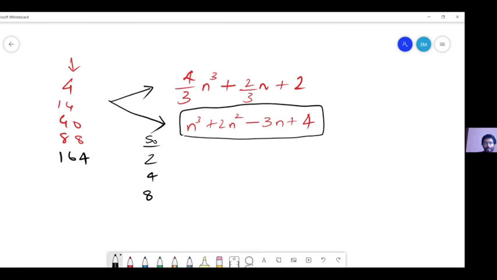Now, don't you think we can come up with another formula that will exactly give 2, 4, 8 when n equals 1, n equals 2, n equals 3? Don't you think it is possible? Sunil, I think you'll be able to get it, no?